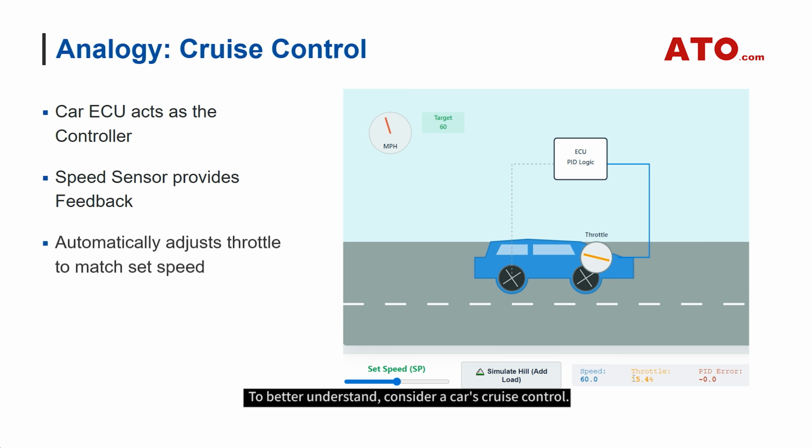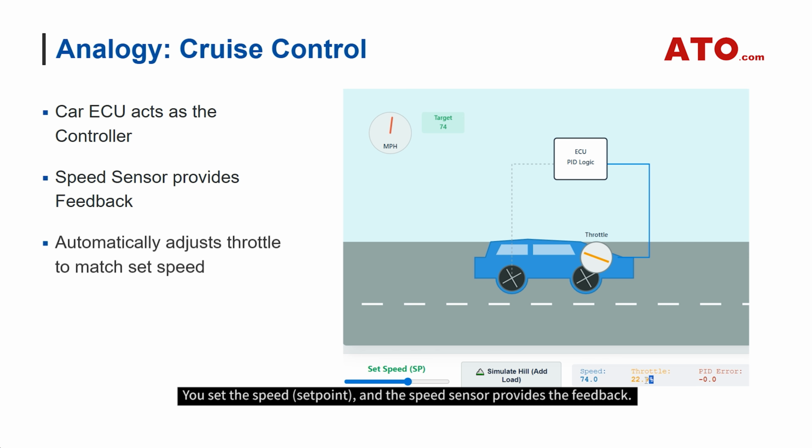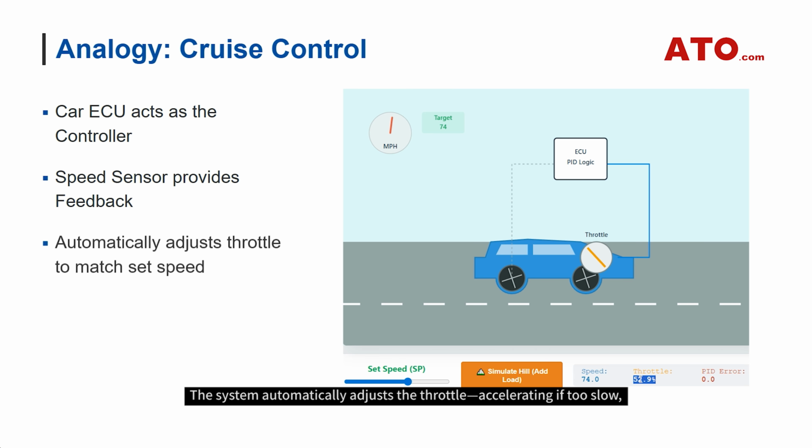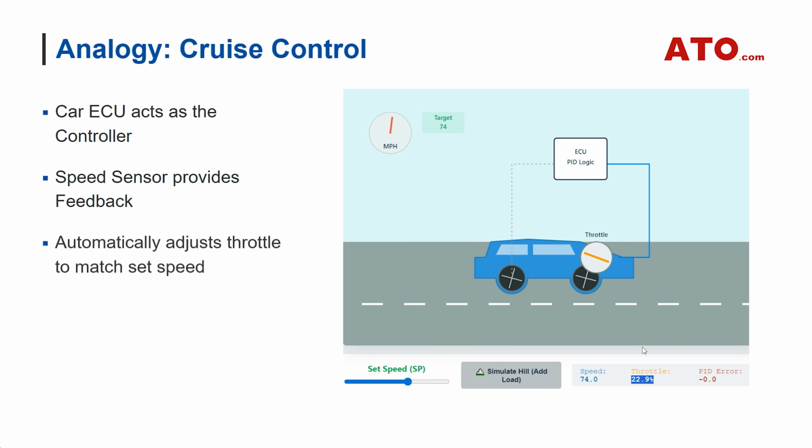To better understand, consider a car's cruise control. The ECU acts as the PID controller. You set the speed, set point, and the speed sensor provides the feedback. The system automatically adjusts the throttle, accelerating if too slow and easing off if too fast, a classic PID control process.